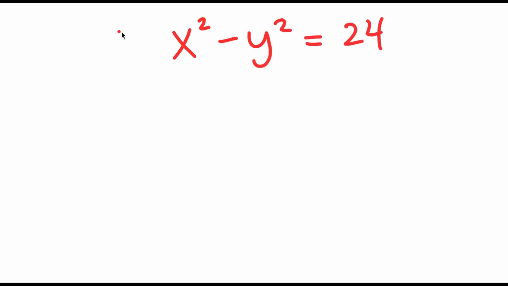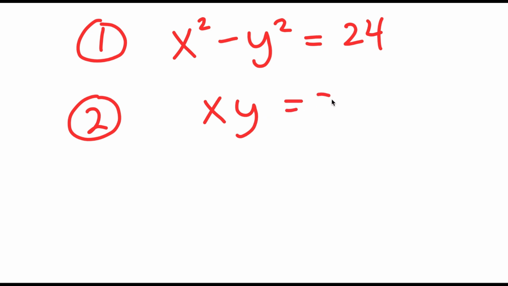Alright, so in this video, I'm going to solve an interesting system of equations. For my first equation, I have x squared minus y squared is equal to 24. I'm going to label this as equation 1. And now for my second equation, I have x times y is equal to 35. What I want to do is find the value of x plus y.